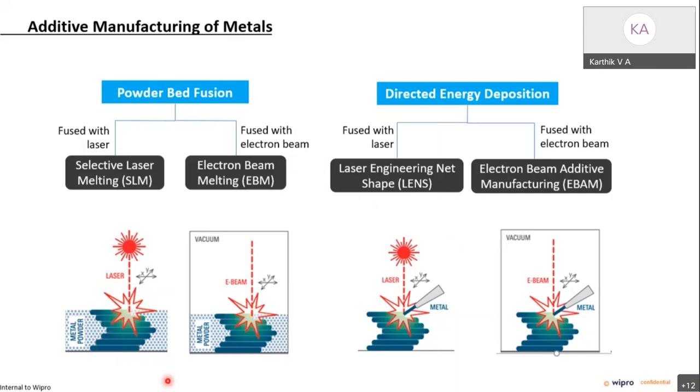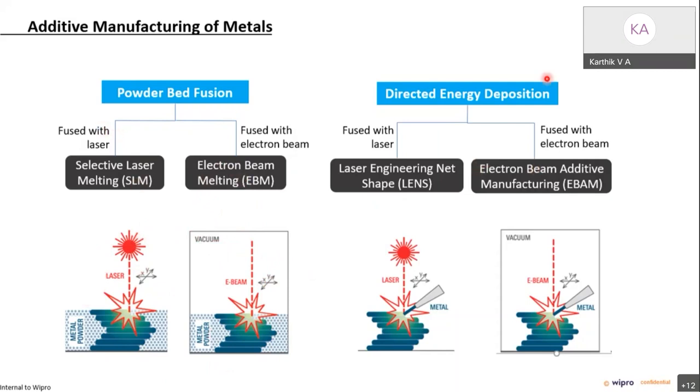And we also have another type of powder bed fusion technique, which is called the electron beam melting. The primary difference is that the energy source instead of a laser is an electron beam, and the entire process is primarily carried out in the presence of vacuum, whereas in case of laser powder bed fusion, we use inert gas atmosphere to fabricate the component.